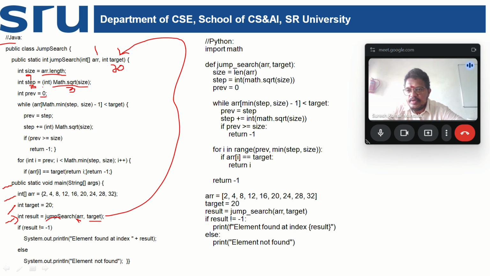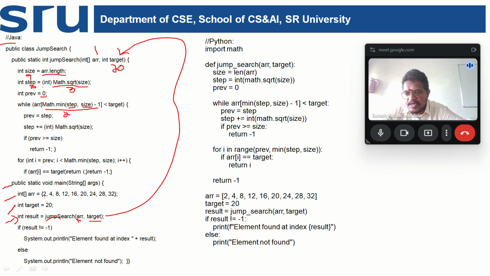Here the same Math function we are using, identifying the minimum value. So minimum: in step we are having the value 3, and the size we are having 9. Within 3 comma 9, which one is the smaller? 3. It will return 3. 3 minus 1 is 2. In the array of 2, the index arr[2]. What is the array 2 index we are having?